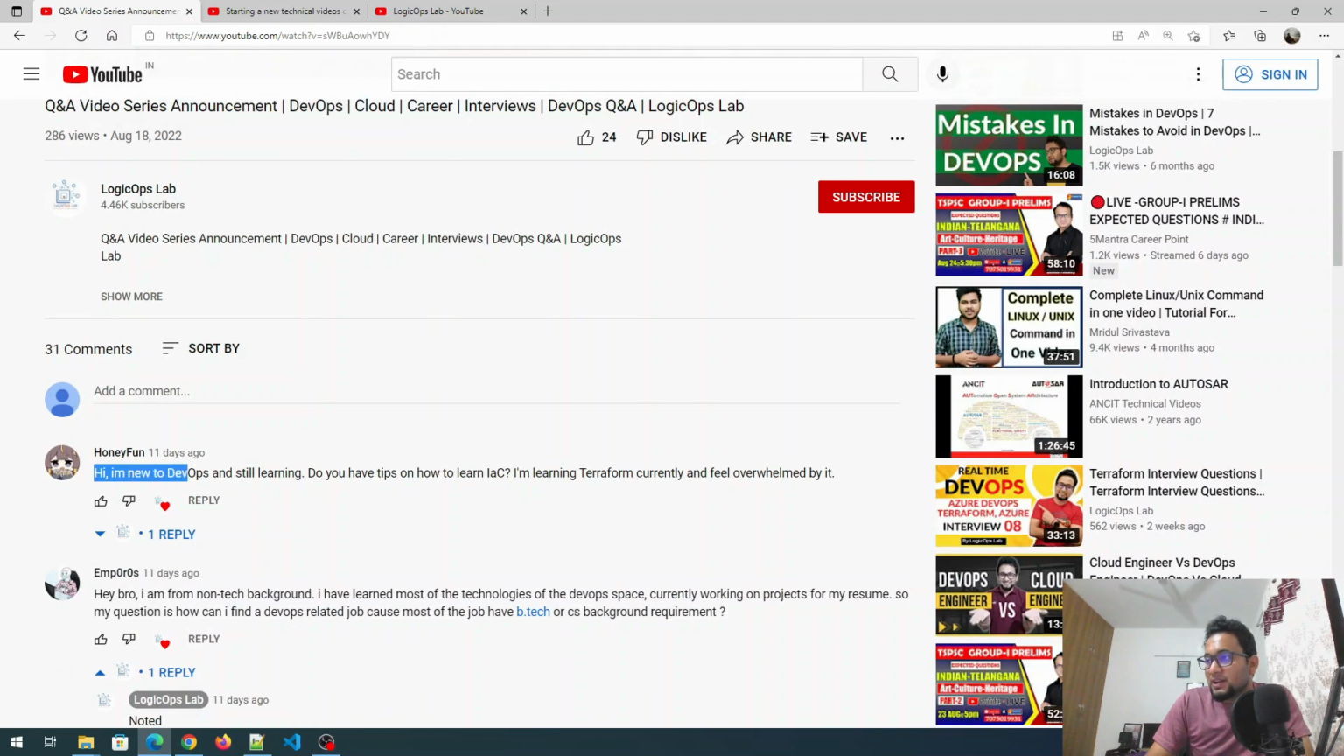Okay. Hi, I'm new to DevOps and still learning. Do you have any tips on how to learn IaaC? I'm learning Terraform currently and feel overwhelmed by it. Okay, so it's a great question. First of all, for all those who do not know what IaaC is, it is infrastructure as code. Things like Terraform, ARM templates, Bicep, CloudFormation, Pulumi are examples of it.